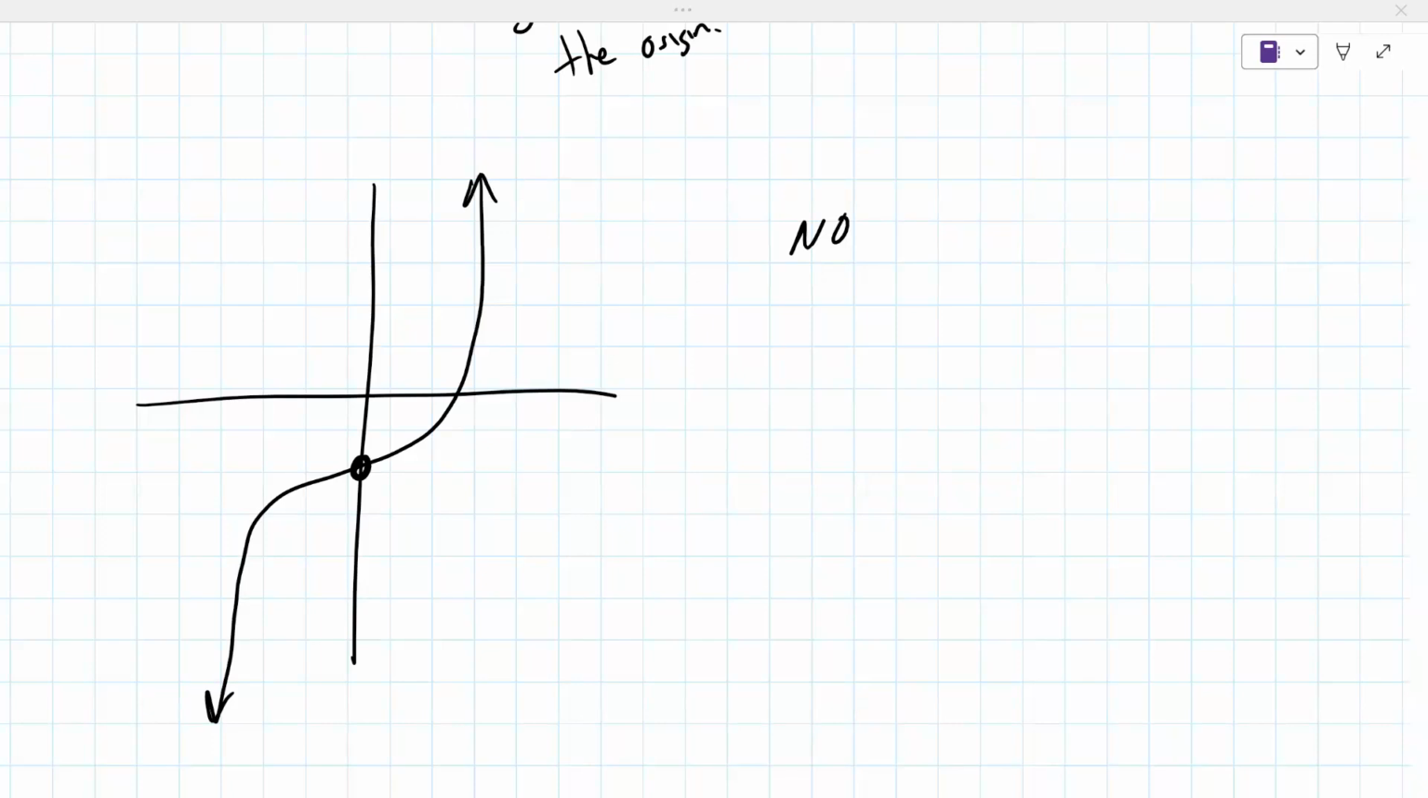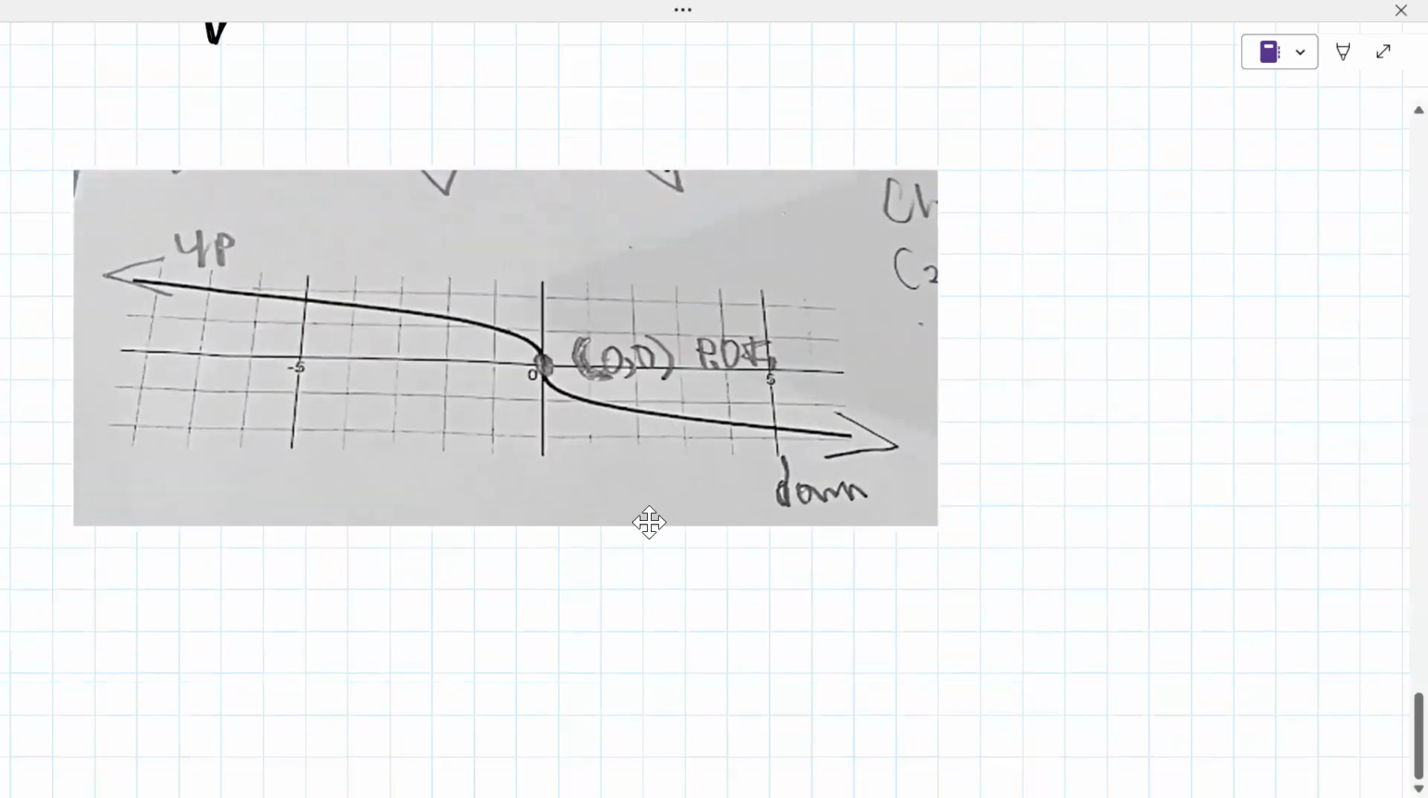So your first thing for it being odd is it has to go through the origin. Does this go through the origin? Yes, it does.